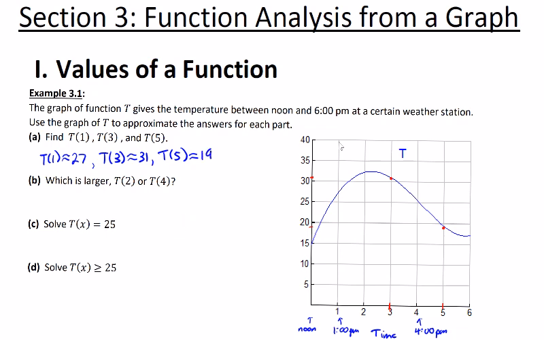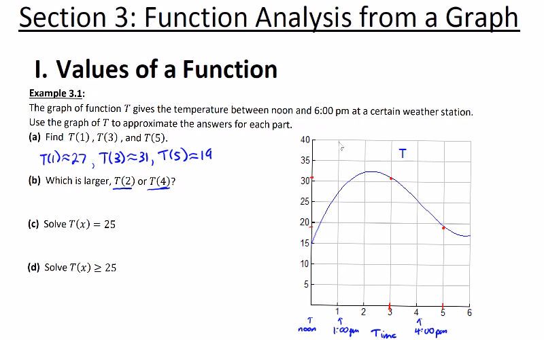Moving on to part B. Which is larger, t of 2 or t of 4? Now if you don't understand function notation, then you might think, well, this is obvious. 4 is certainly going to be bigger than 2. But that's not what we're asking for. We're supposed to be comparing t of 2 with t of 4. In other words, the temperature at 2 compared to the temperature at 4.